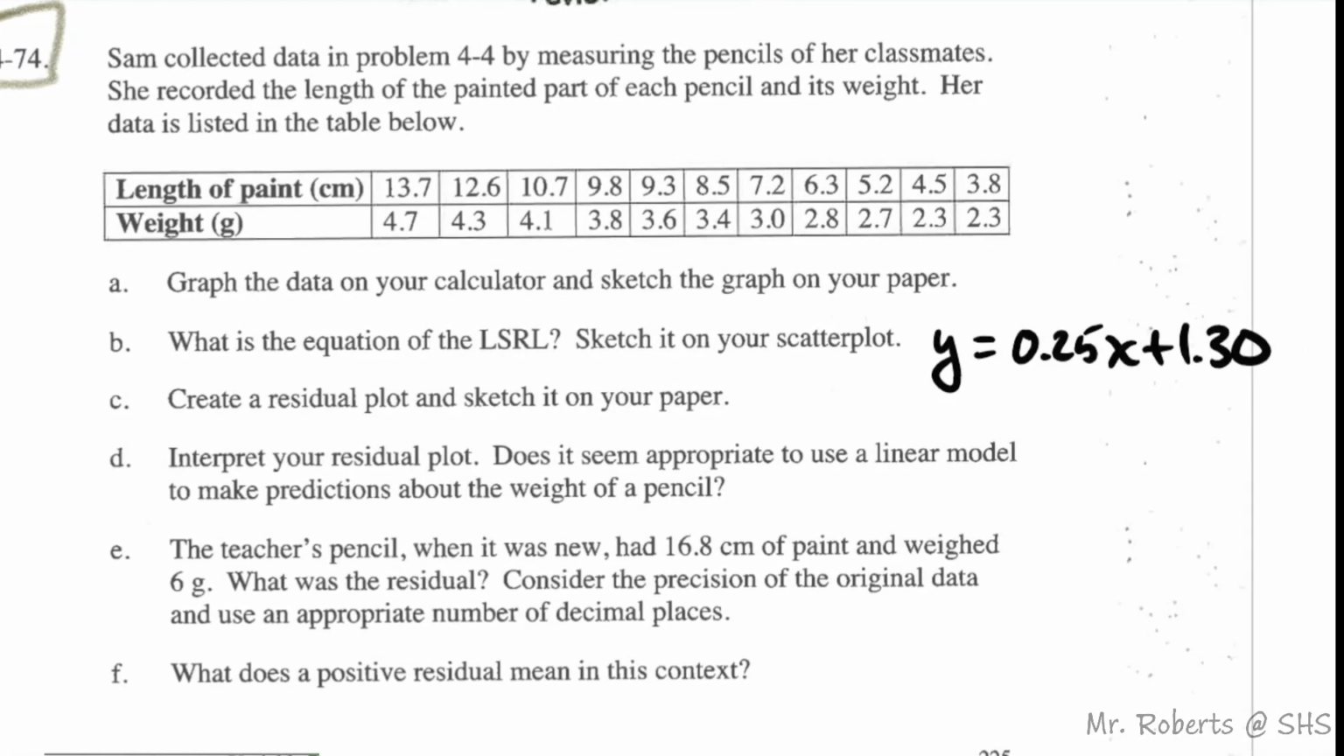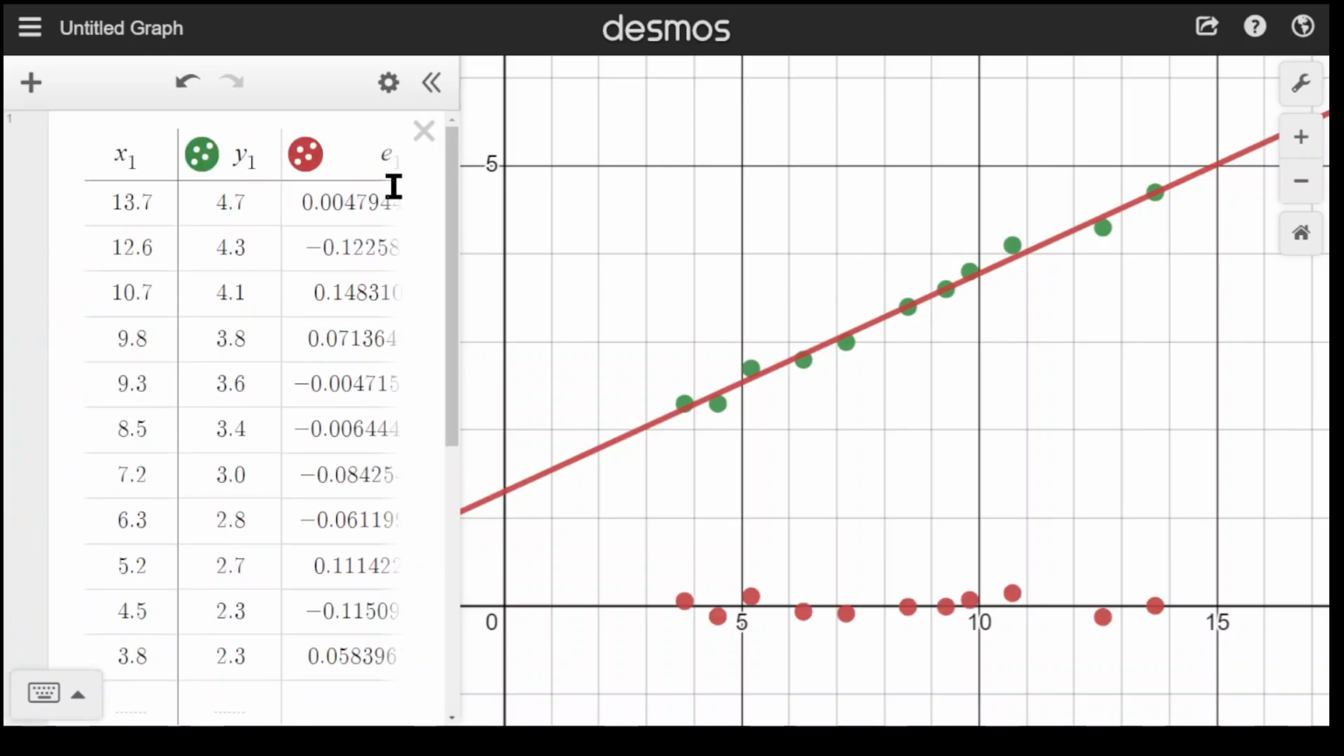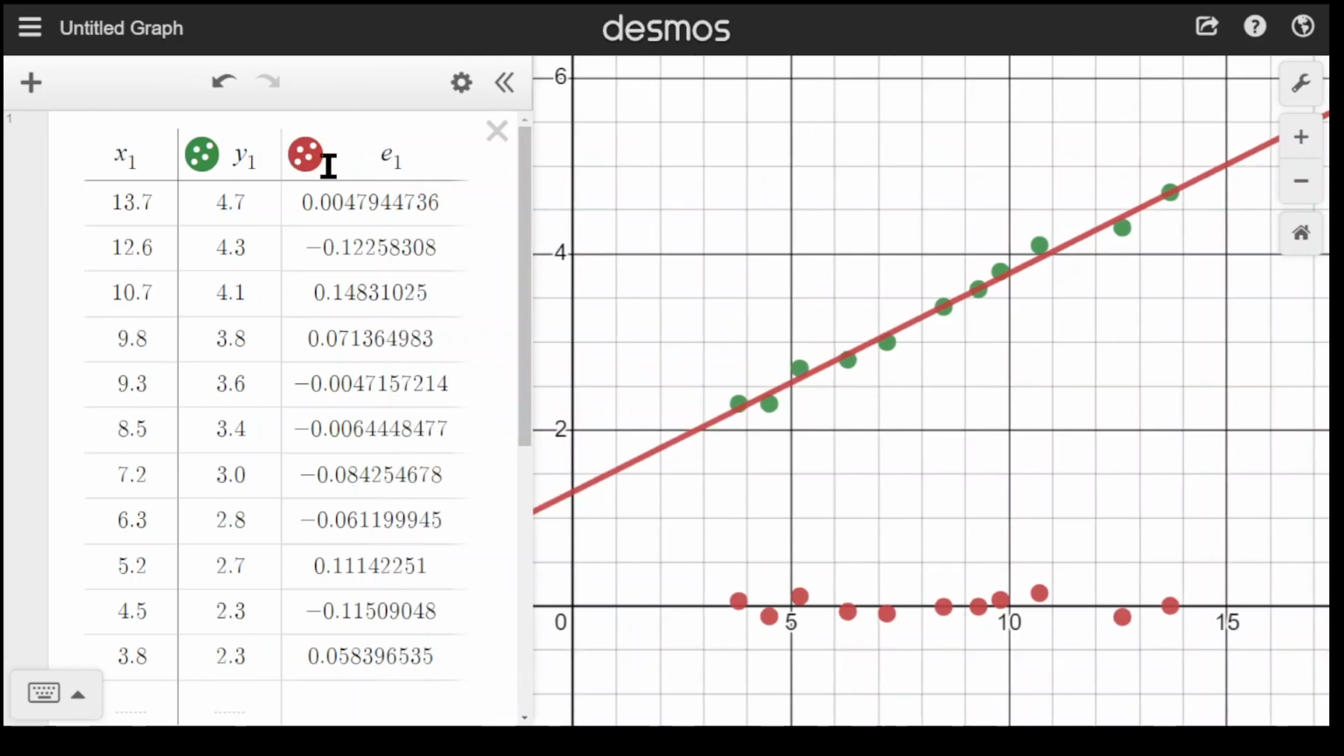Next, it says create a residual plot and sketch it on your paper. Oh, so cool. If I had a printer that worked at home, that would be useful because I could print these up. So let's go do a residual plot. I'm back at Desmos, and if I want to create the residual plot, I just say residuals E1 plot. Now, it quickly created a list of all the residuals. They're here in list E1. You can see some of them are positive. Those are points that are above the line. Then some are negative.